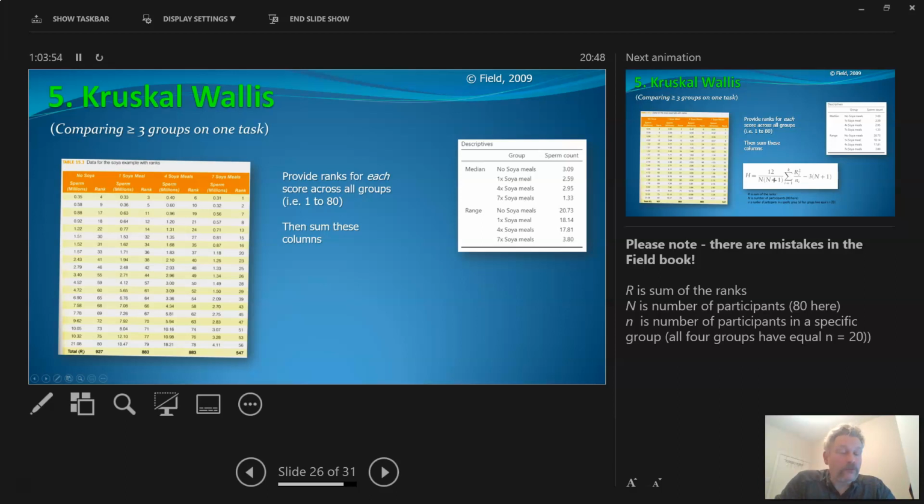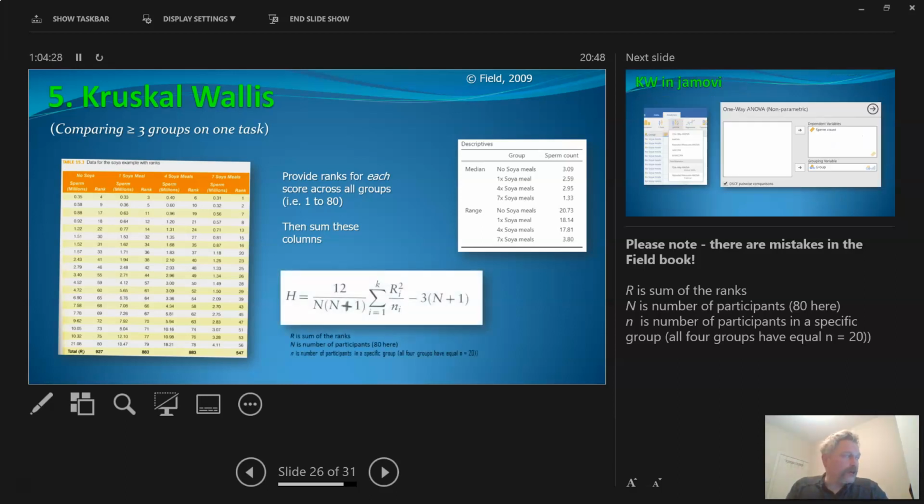So again, across all 80 participants, we've got 20 participants per group here. We look at what was the lowest level of sperm production in any participant. And it was this person here who recorded 0.31 billions. So he gets the lowest rank of 1. The person underneath just happens to be 2. You then find the next person, 0.33, who gets a 3. And so on. So you find out the ranks across all 80 participants.